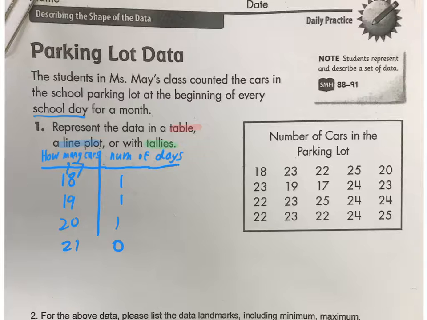Or you can do a line plot. So make an x-axis and make a line plot. So you'd have 17 and your numbers there, and you just fill it in. So it looks like 20. For example, 22, I have 1, 2, 3, 4. So of course on my line plot, I'd make 4 marks for that.